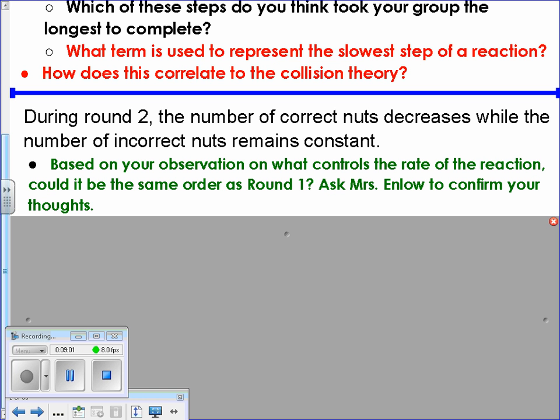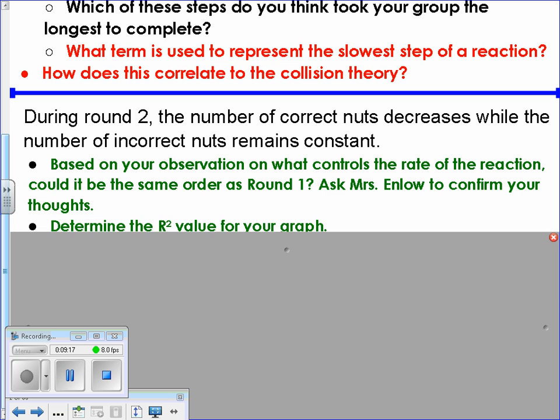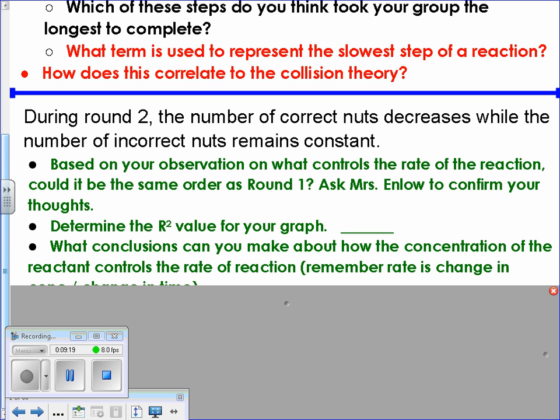What happened to the slope of your graph? It went from a steep, fast reaction to a slower, less steep one. Okay, and it eventually levels off, and leveling off would indicate equilibrium. The R-squared values for that round 2 were what?